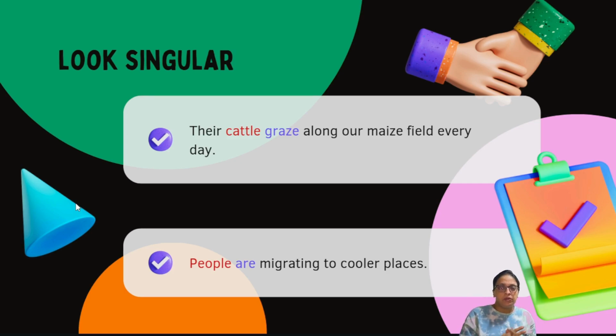Again, people. People means we are talking about obviously a plural number of persons. So people are migrating to cooler places. People is a wrong way to speak. So we must understand which are the words that mean something plural and which are the words that mean something singular.